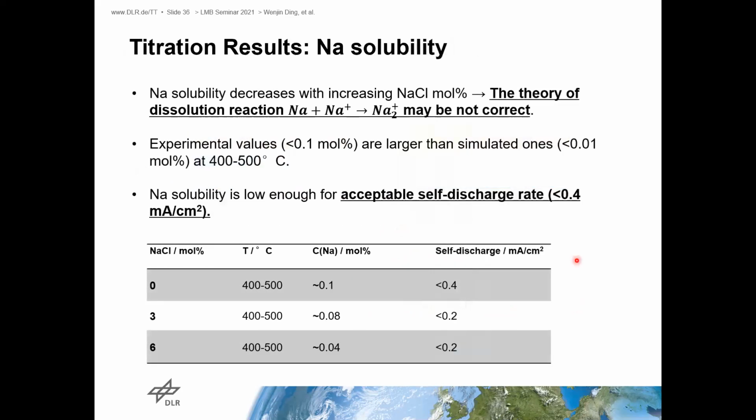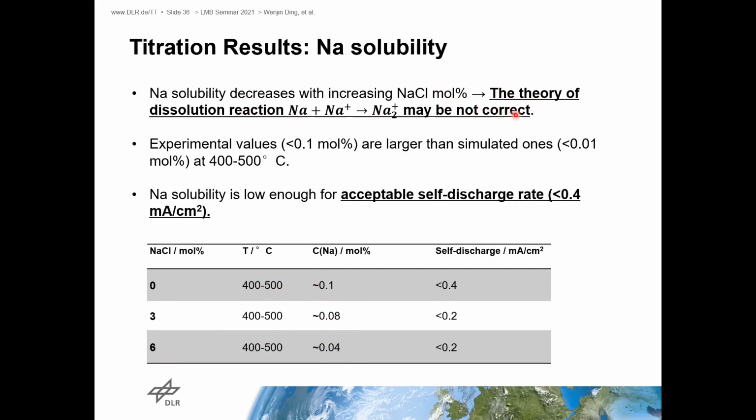And our titration result shows that, as shown here, when the solubility of sodium chloride in the salt increases, that means the more sodium chloride inside, in this temperature range, we find the sodium solubility decreases. But they are low, less than 0.1 percent or more. That means the literature said this theory of dissolve reaction maybe is not correct, or not completely correct.